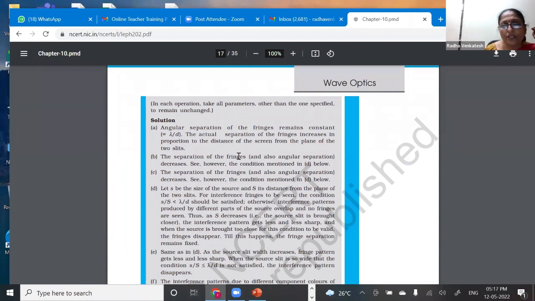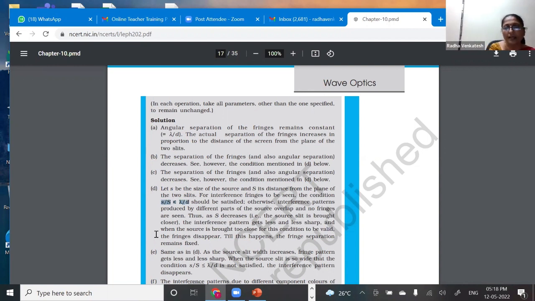See the B part, the separation of fringes decreases. However, see the condition mentioned in D. The first 3 you are very easily able to answer because you had a formula for those 3 questions. But for the 4th and 5th, you said there is nothing in the formula for me to explain. So this condition you must also discuss. We are not giving the proof of it, but this condition must be satisfied for you to see interference fringes.